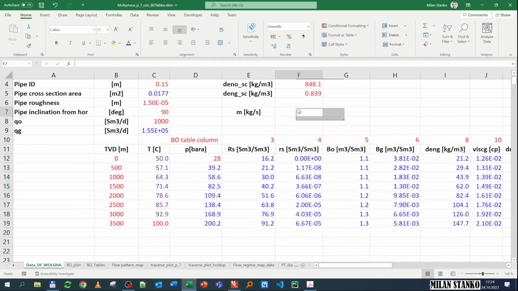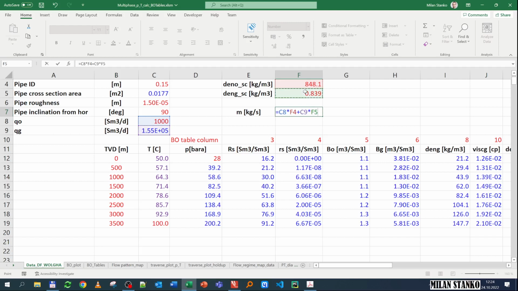So let's do that. The total mass flow is the rate of oil times the density of oil at standard conditions, plus the rate of gas at standard conditions times the density of gas at standard conditions. This is going to give kilogram per day, and then we convert from day to second by dividing by 3,600 times 24. That gives 11.3 kilogram per second circulating through that wellbore.